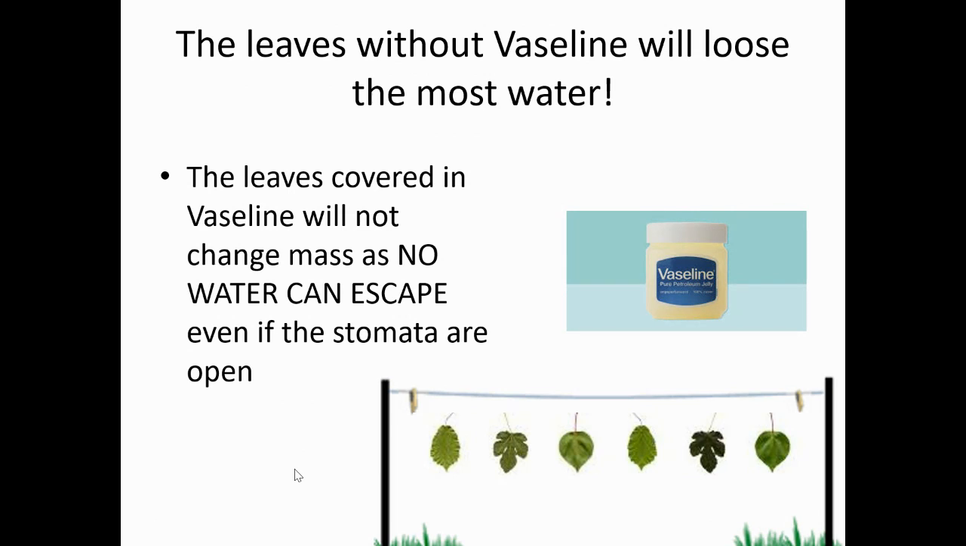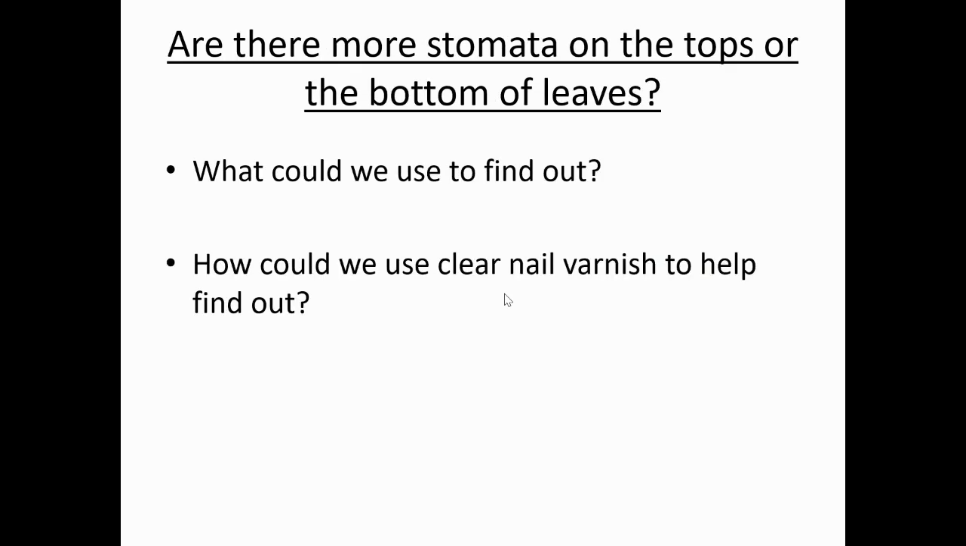The leaves without Vaseline will lose the most water. Why is this true? Well, the leaves covered in Vaseline will not change mass. Why won't they change mass? Because no water can escape. Even if the stomata are open, they've been plugged up by the Vaseline, and therefore the water inside them will remain inside them. That's the take-home message. If you plug up a stomata, it will not allow water to escape.